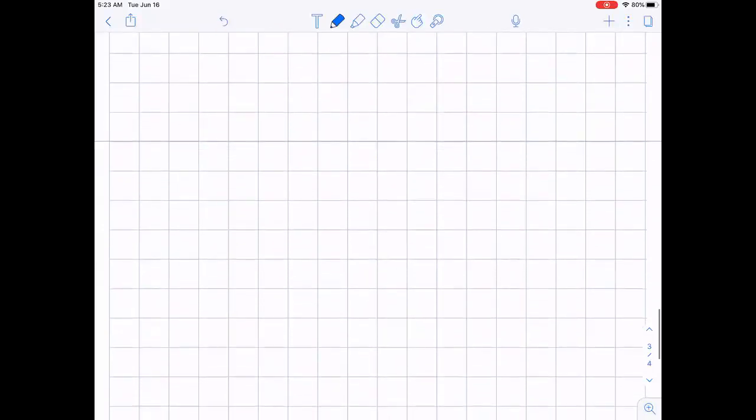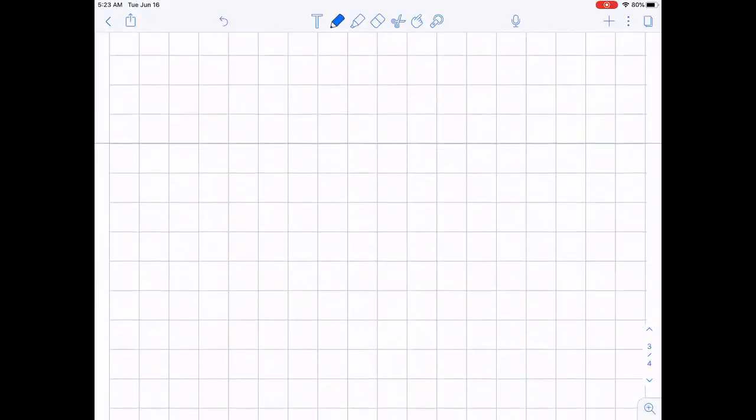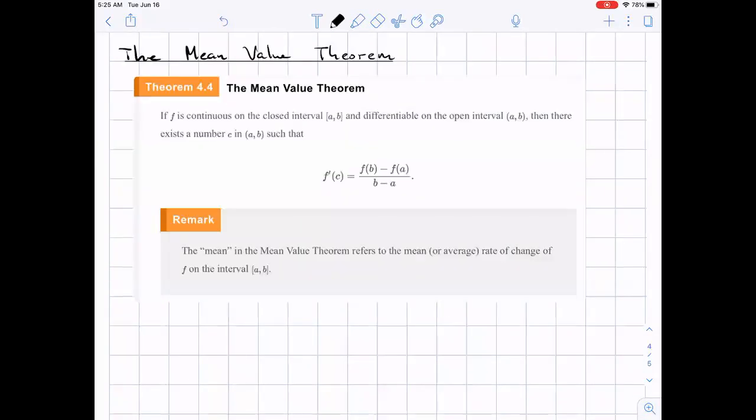So let's move on now to the mean value theorem. Another theorem we will use. This theorem states that if f is continuous on the closed interval and differentiable on the open interval, then there exists a number c such that f prime of c is f of b minus f of a divided by b minus a. Now, you've seen this formula before.